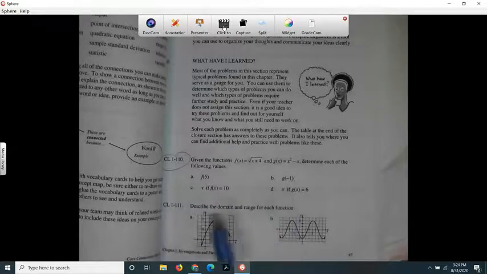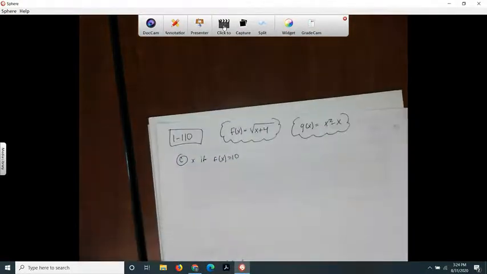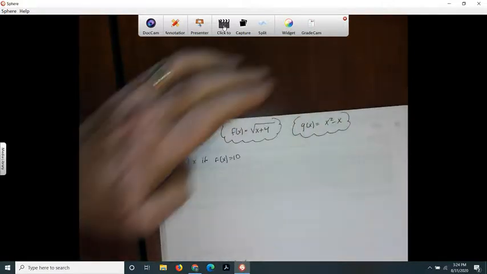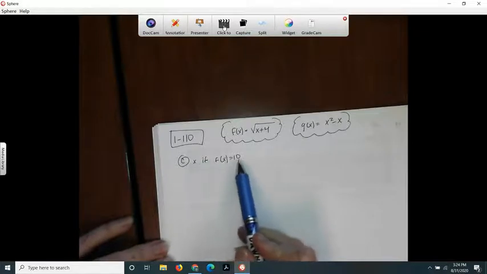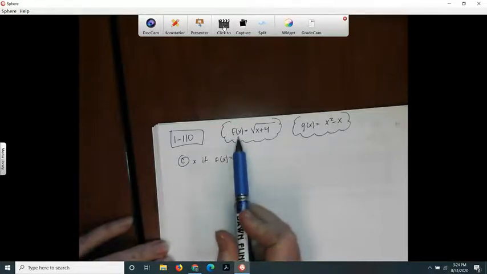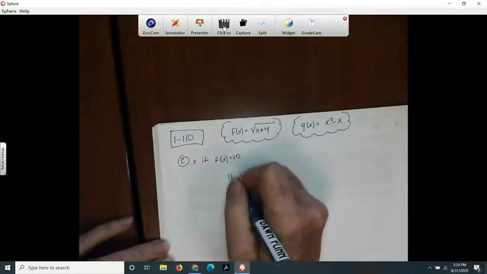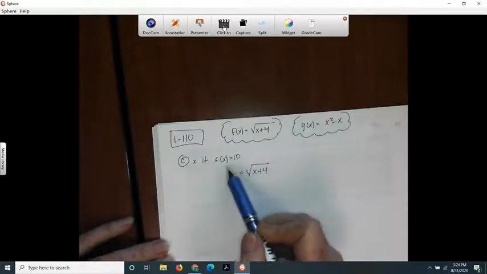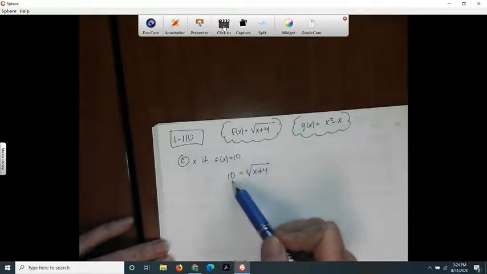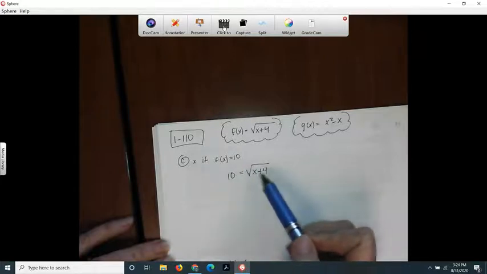So letter C says it wants us to find x if f of x equals 10. So that means I have to plug 10 in for f of x. So it's going to say 10 equals square root x plus 4. See, I just plugged in the 10. And then I want to solve it for x, because that's what it asked me to do.